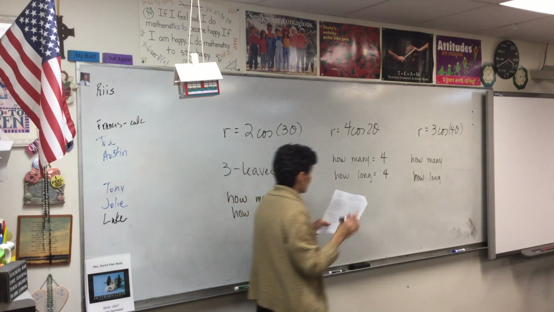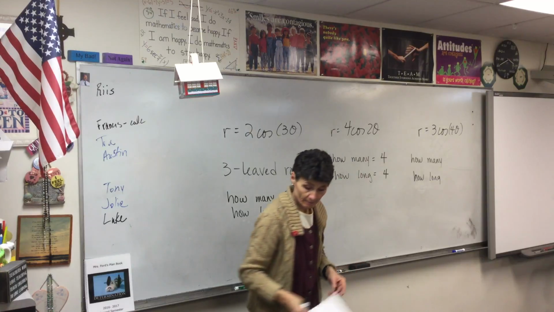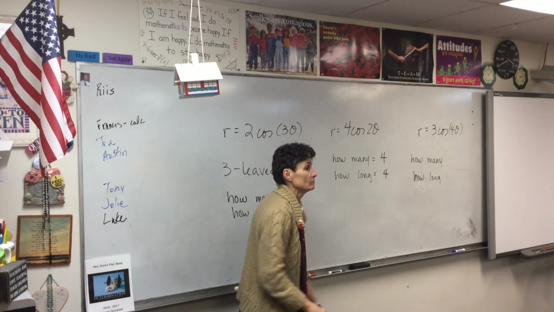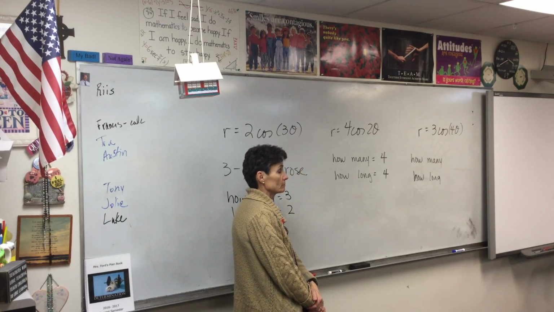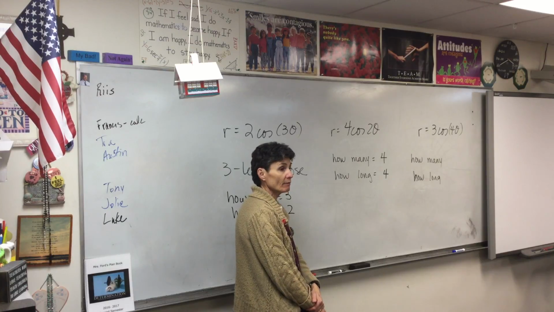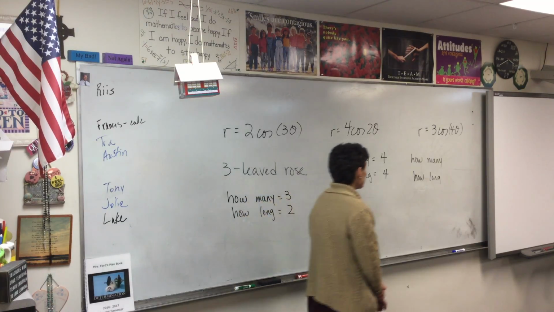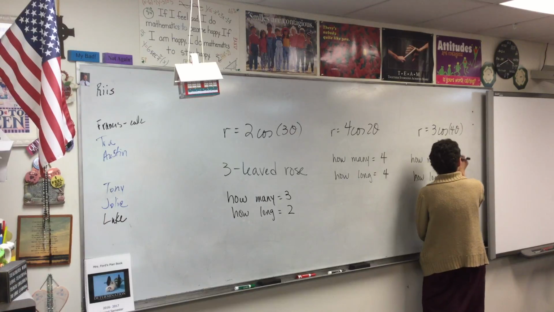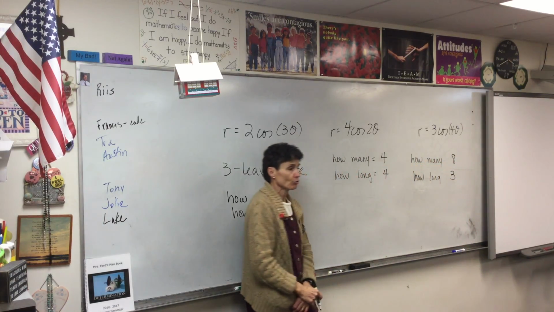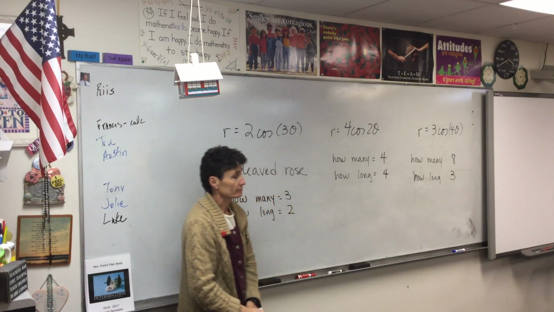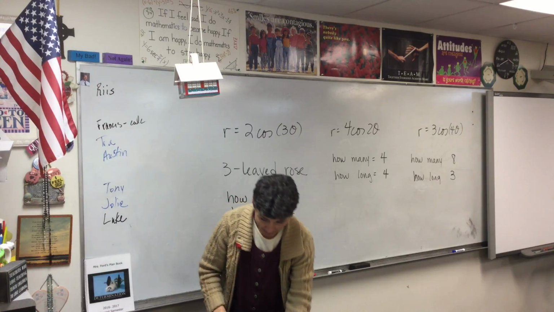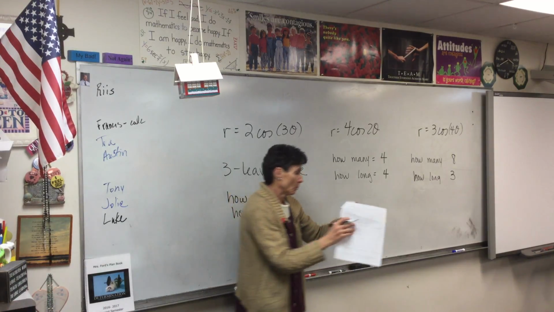So you're graphing 3 cosine 4 theta. How many do we have? 8 leaves. Can you tell how long they are? 3. 8 leaves, 3 units long.